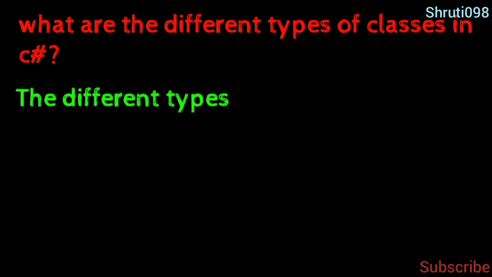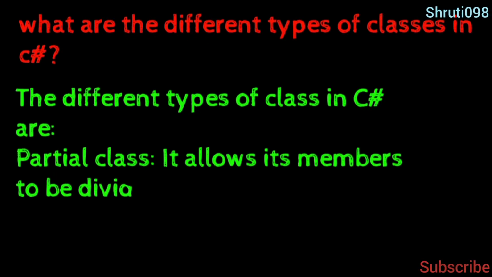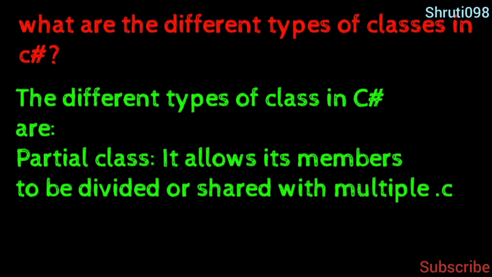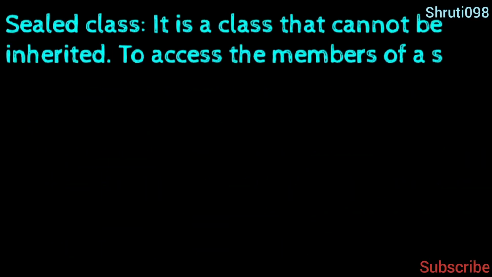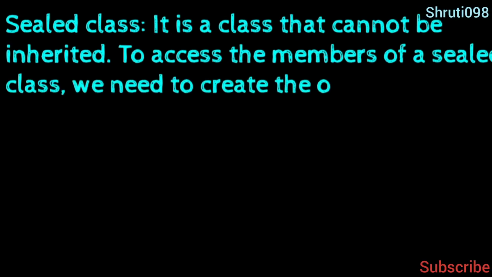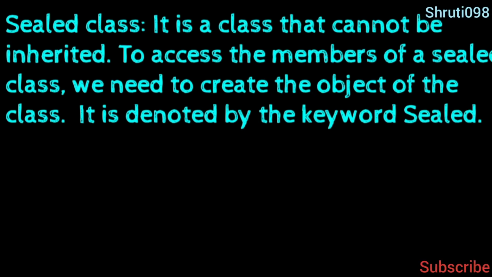Answer: the different types of class in C# are partial class. It allows its members to be divided or shared with multiple CS files. It is denoted by the keyword partial. Sealed class: it is a class that cannot be inherited. To access the members of a sealed class, we need to create the object of the class. It is denoted by the keyword sealed.